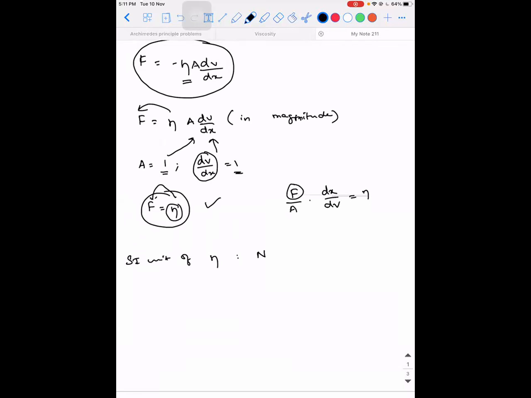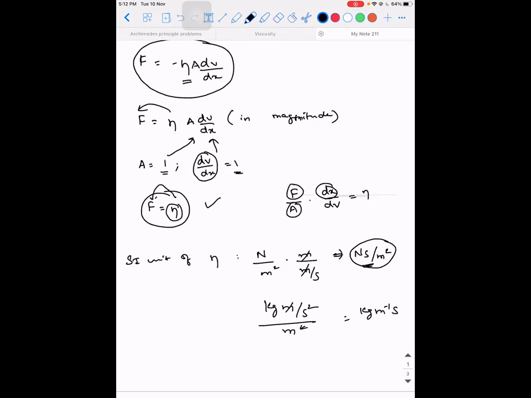Force is measured in Newton. Area is measured in meter square. x is measured in meter. Velocity is measured in meter per second. This and this will get cancelled, which implies Newton second per meter square is the SI unit of eta. Newton can also be written as kilogram meter per second square, and you have a meter square in the denominator. That is kilogram meter inverse second power minus 2, which is also the SI unit of eta.